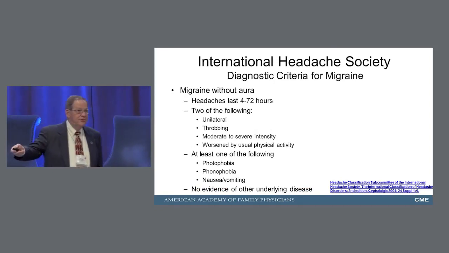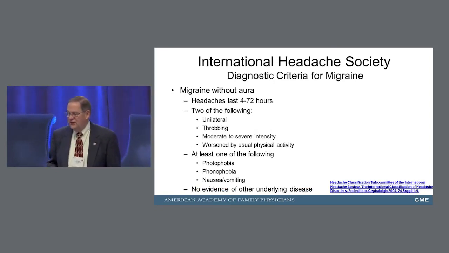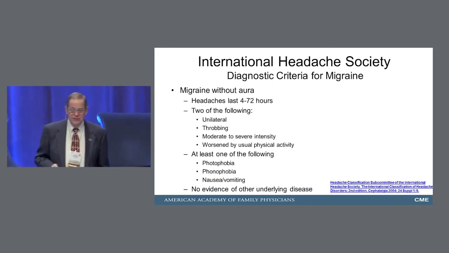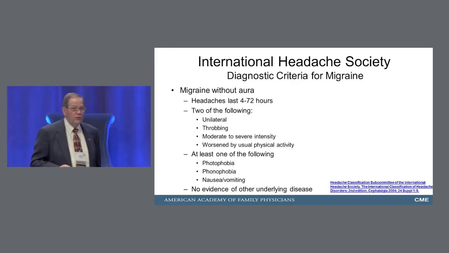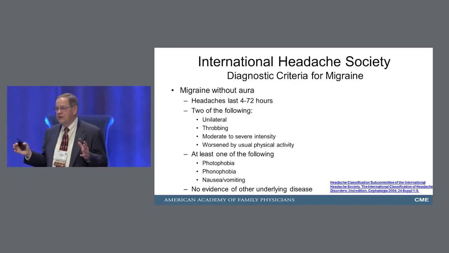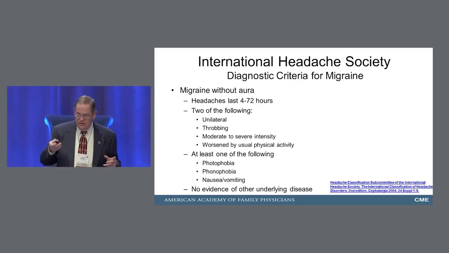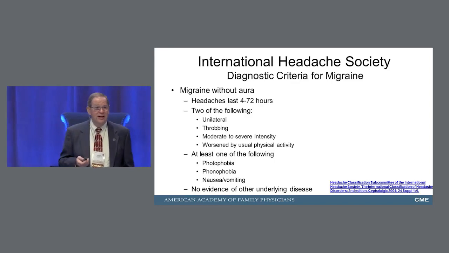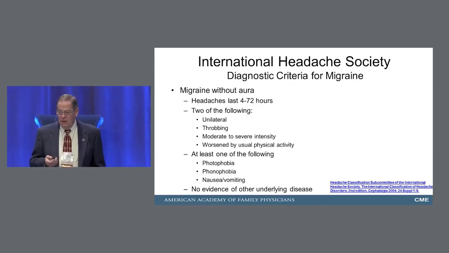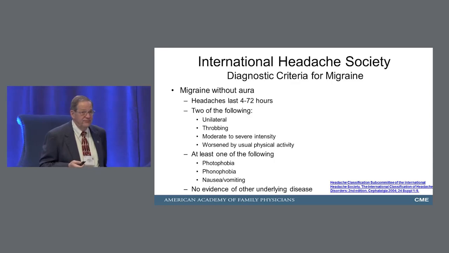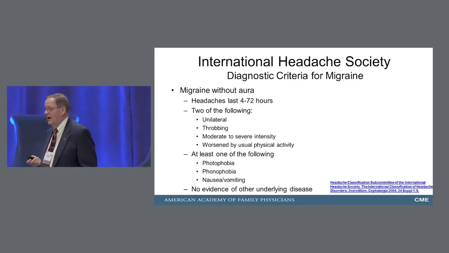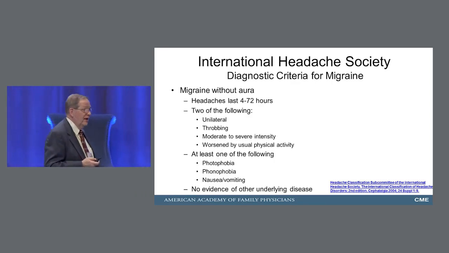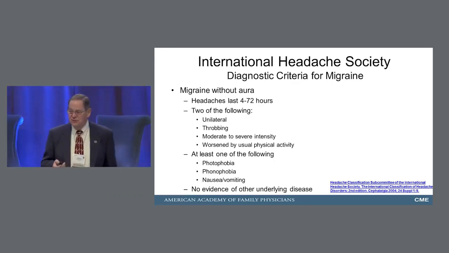Now, here's some pages you should review for the test. The International Headache Society, their diagnostic criteria for migraine. This is important to remember for a couple of reasons, but first, migraine without aura. Headaches last 4 to 72 hours, and they have 2 of these 4 criteria: unilateral, throbbing, moderate to severe intensity, and worsened by physical activity. And then they have 1 of the next 3, photophobia, phonophobia, or nausea and vomiting. And then I think the most important thing here, no evidence of other underlying disease, neurological disease specifically.